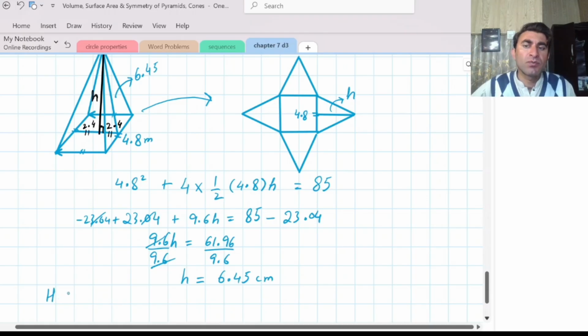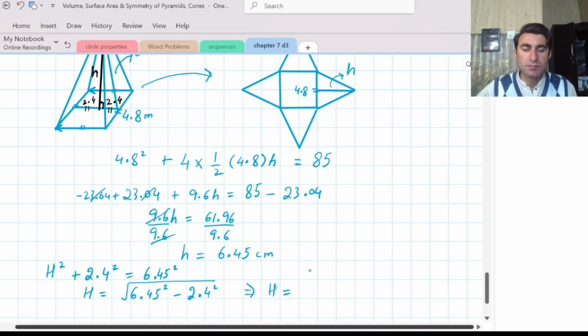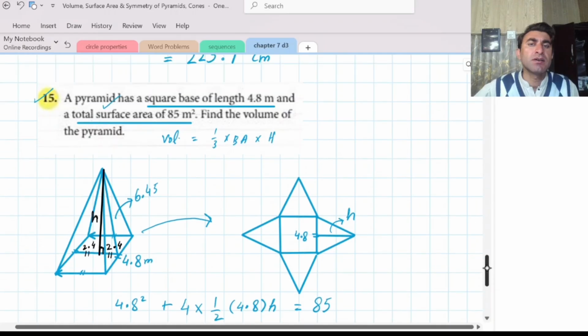as capital H. Now H square plus 2.4 square equals 6.45 square, and H equals the square root of 6.45 square minus 2.4 square, and then we square root both sides, and that will give us the height of the pyramid. It is 5.98 meters, so that is the height of the pyramid.